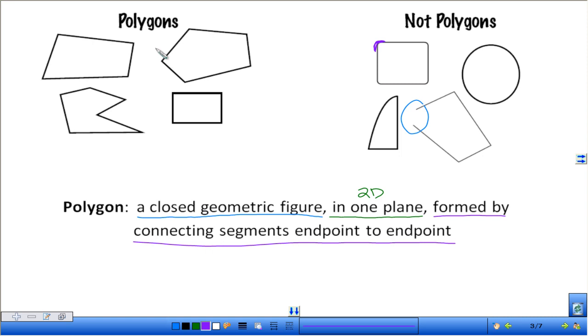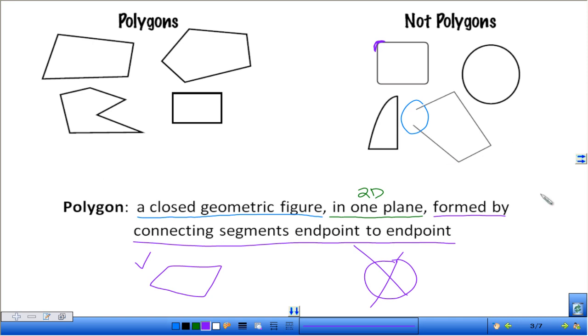So I want you guys to draw one example of a polygon, so you can pick one of these up here and draw it underneath. So just real quick, one if you want to. Then you can put a check mark next to it, polygon, and then you could simply draw a circle and put an X through it. So you have a good example of a polygon and a good example of not a polygon.